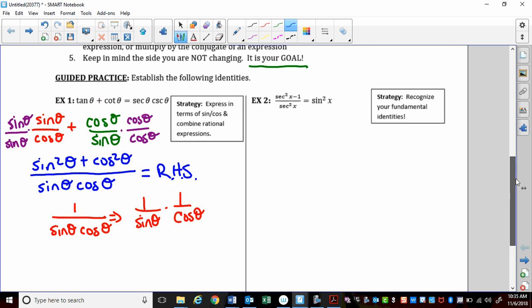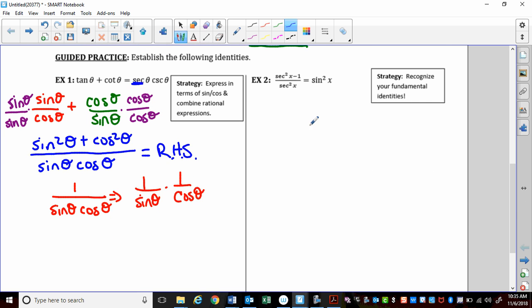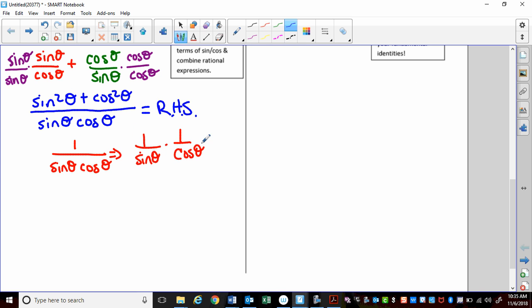Which one is first? They want us to have secant first. Okay, so I'm going to write this one first. 1 over cosine is secant, and then 1 over sine is cosecant.